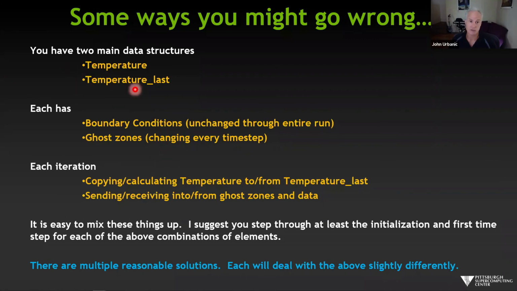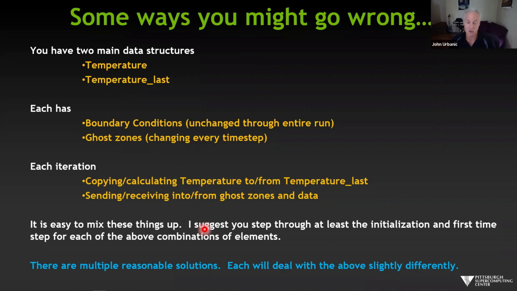You've got two main data structures here, temperature and temperature last. You've got the boundary conditions and the go zones. You've got to keep track of those. And every iteration, you've got to send some messages around from temperature to temperature last, or maybe from temperature last to temperature. You've got to think about all these things, and they're easy to mix up, and it's inevitable you mix a little bit of it up. So it's going to take you some time to line it all up.